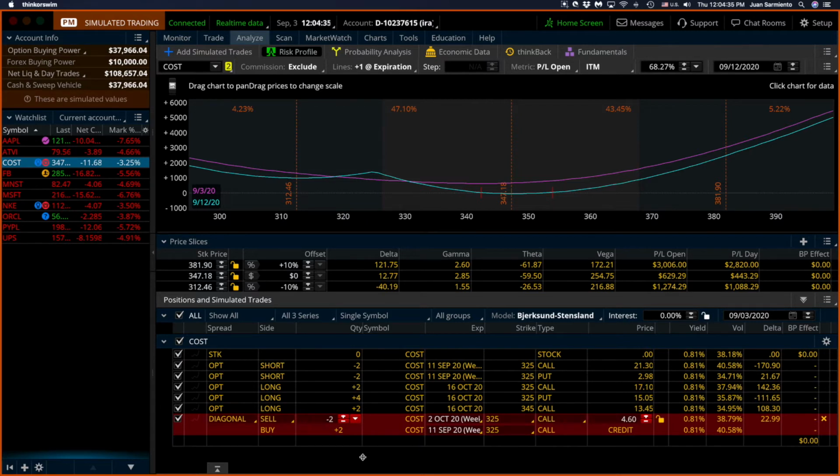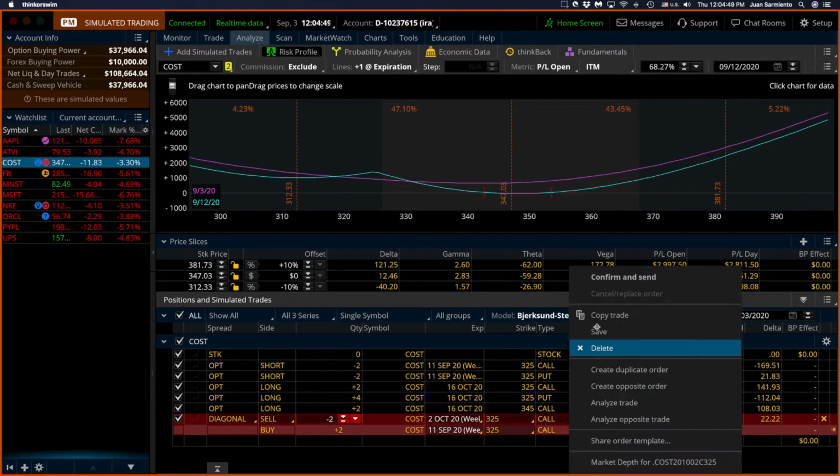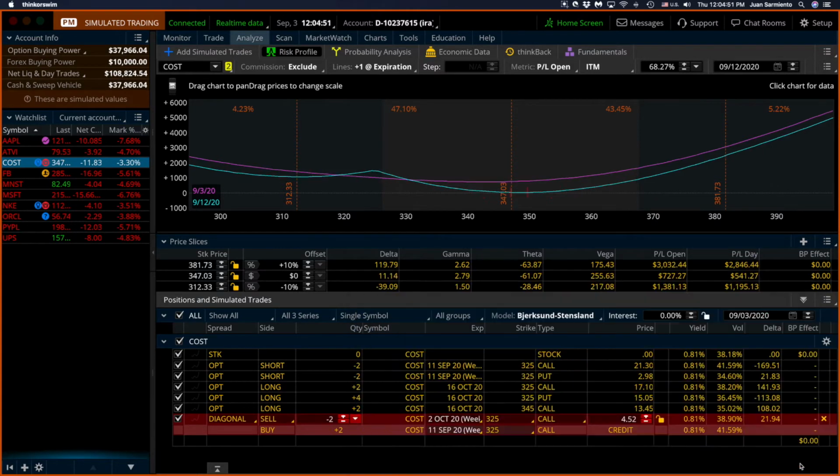It also turns my deltas positive. So that means that if the market goes up again, I'll be fine. If it goes down, volatility will pick up even further and give me additional profits. But what I'm doing here is taking some money off the table, getting some credit. So let's do that. Confirm and set.